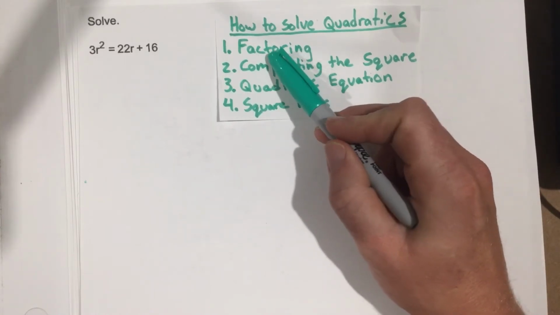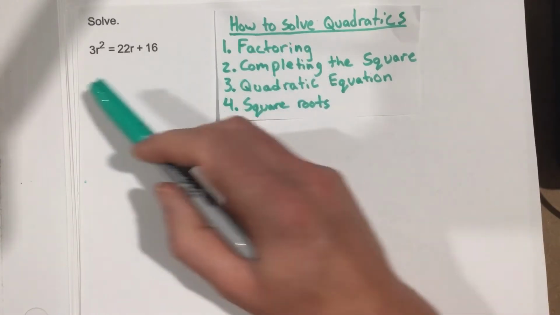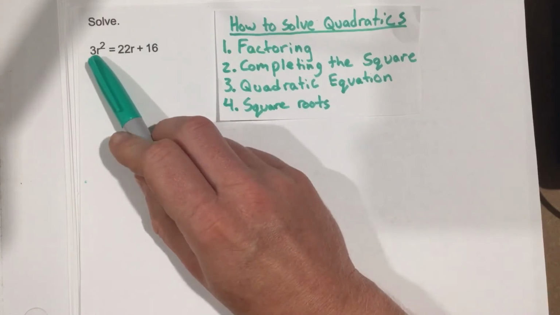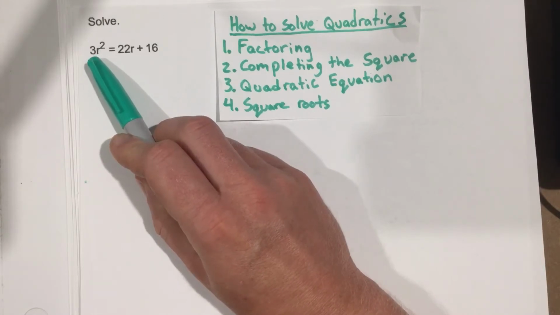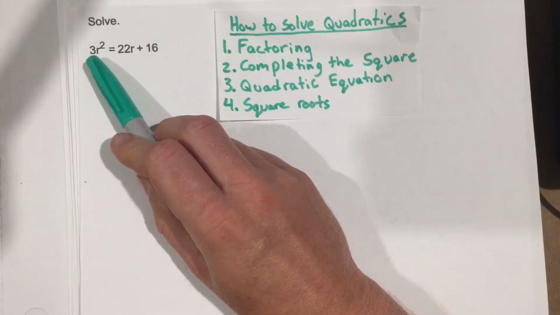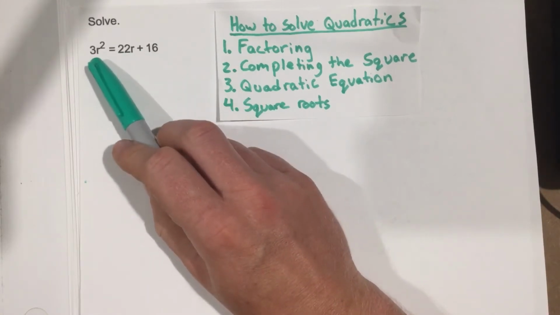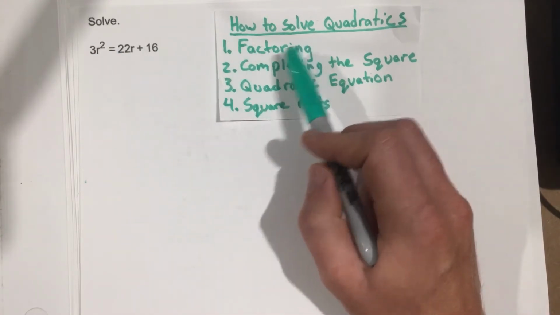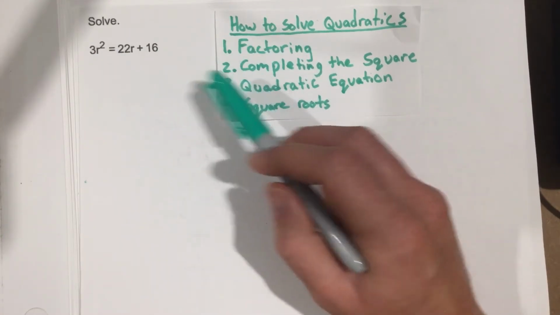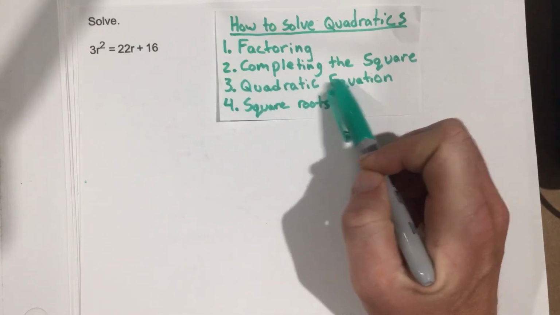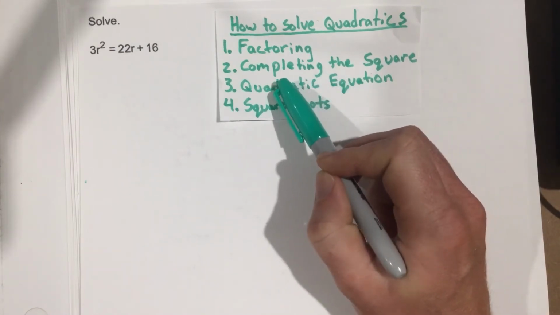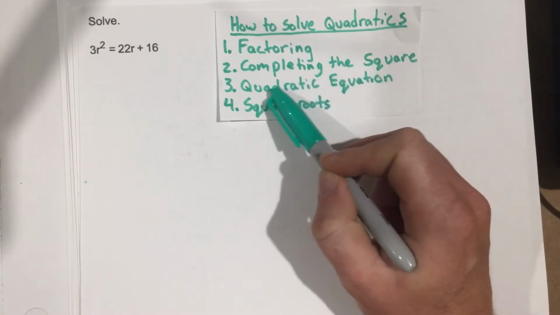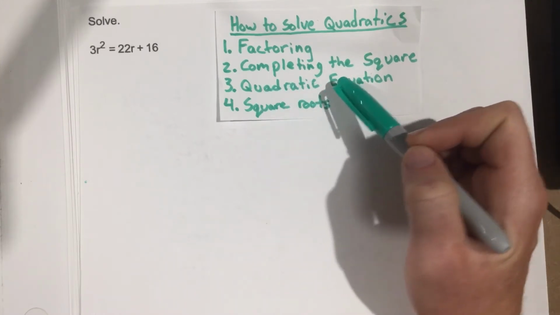Factoring, I usually try to avoid factoring if we have a leading coefficient on the r squared term. So because we have a leading coefficient of 3, I'm probably going to avoid factoring. Sometimes if we have a leading coefficient, I can factor out a 3 from each term. I might still try and factor, but in this case, probably not going to use factoring. In that case, usually I just jump straight to the quadratic equation unless they specifically ask me to complete the square. So we're going to use the quadratic equation on this problem.